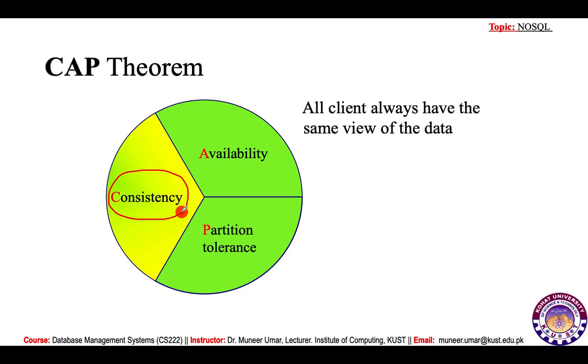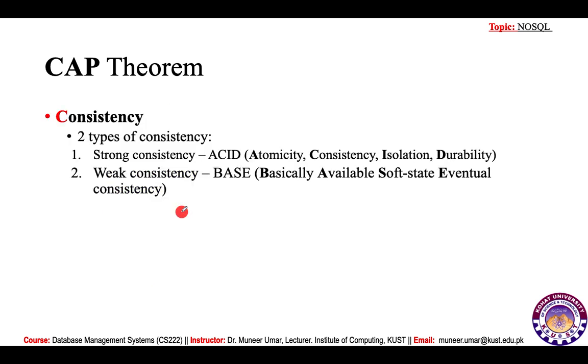So on all the machines, the data would be similar. The client will always have the same view of the data. Consistency. Here we have two types of consistency. The first one is strong consistency, and the second one is weak consistency.